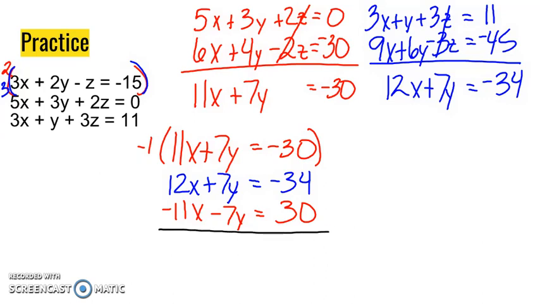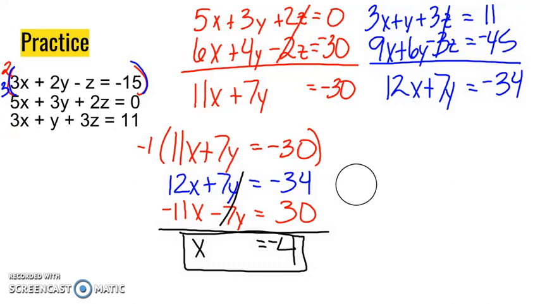Okay, 12x and a negative 11x gives me just an x. My 7y and negative 7y cancel. And negative 34 and positive 30 gives me a negative 4. So I find my first variable. I find x equals negative 4. Now remember, I'm just using these two equations right now. I'm just solving for elimination. So I found my x.